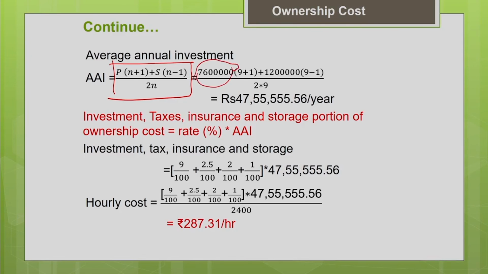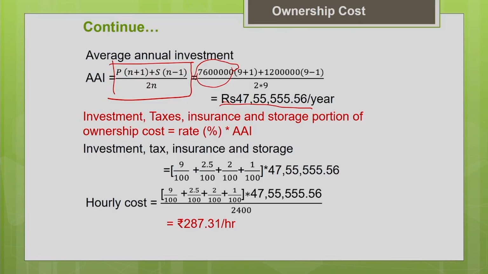76 lakhs into (n is 9), so 9 plus 1, plus salvage value of 12 lakh into (n minus 1), that is 9 minus 1, divided by 2 into 9. This gives you the average value of the machine. It is nothing but 47 lakh 55,555.56 per year.